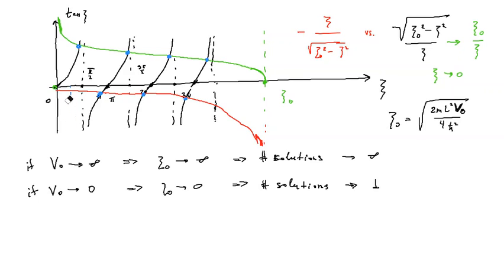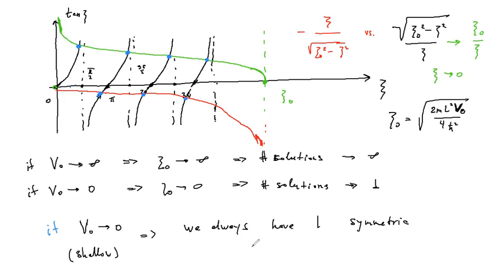So we can conclude a couple of interesting facts. When you have a very shallow square well potential, so if V naught goes to 0, so it's a very shallow square well potential, then you always have one symmetric solution.